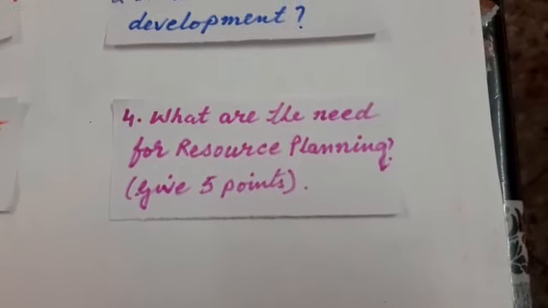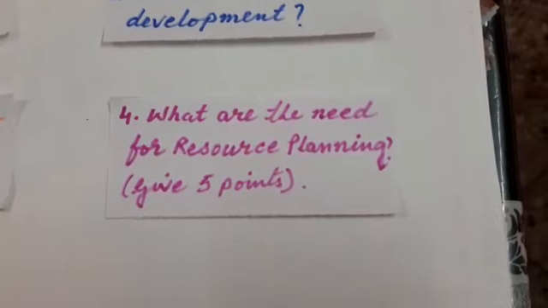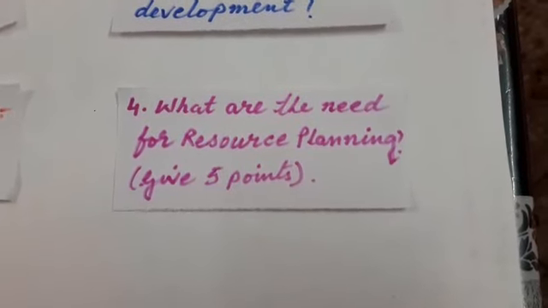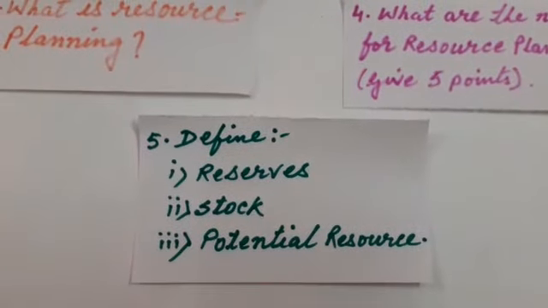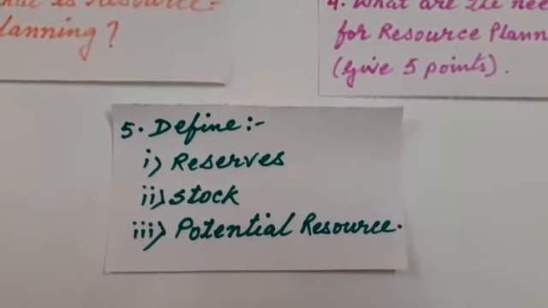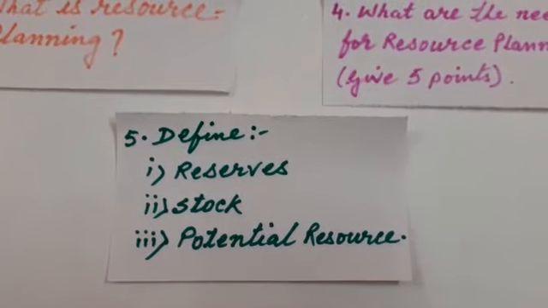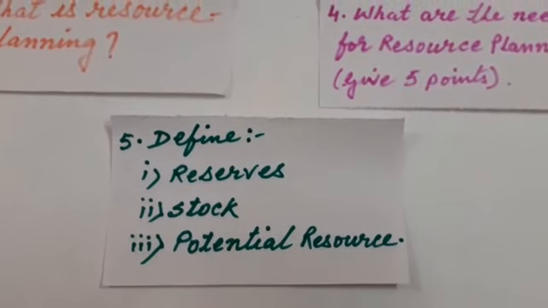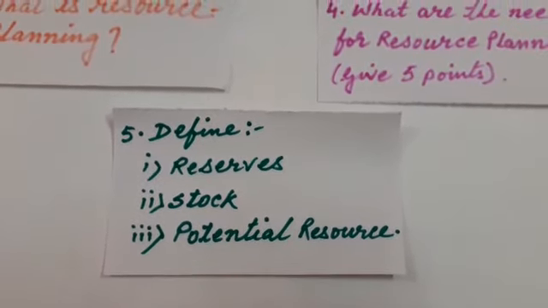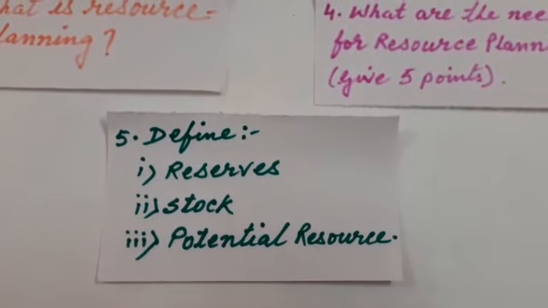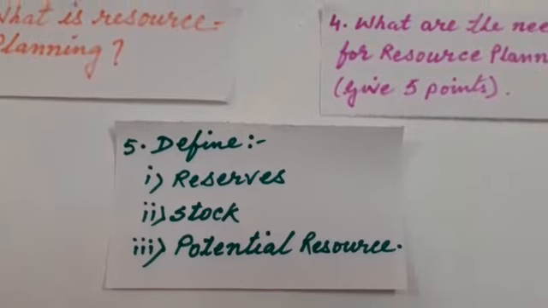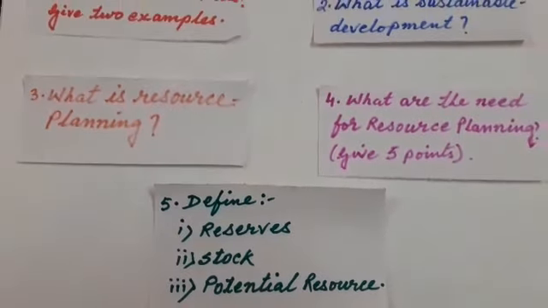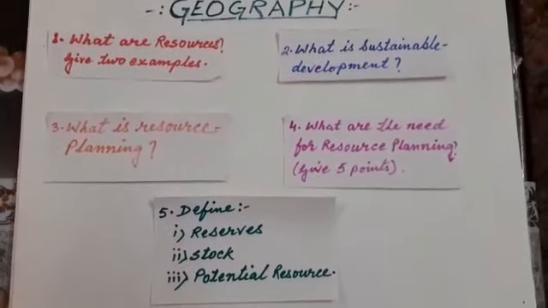You have to write only 5 points. What are the needs for resource planning? Give 5 points. My last question for geography, define the following terms. Number one, reserves. Number two, stock. Number three, potential resource.